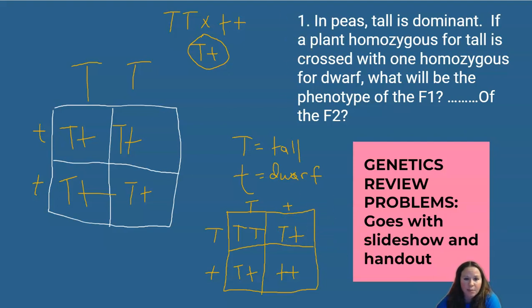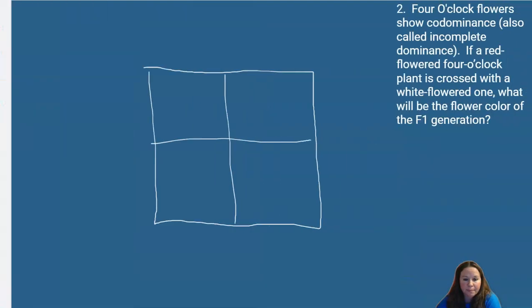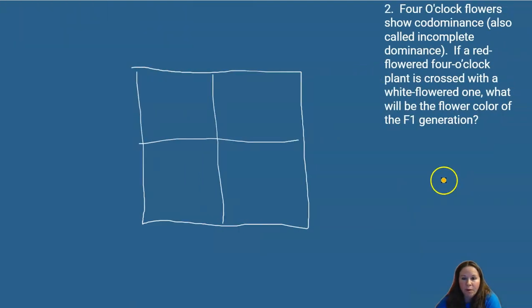Let's move on to the next problem. Four o'clock flowers show codominance. So this is a different type of problem than the last one. If a red flowered four o'clock is crossed with a white flowered one, what will be the color of the F1 generation, or the first generation?